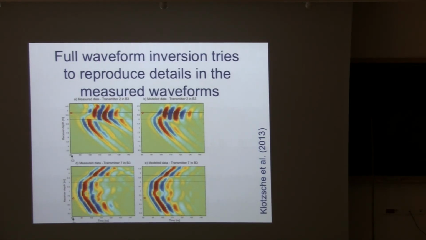Then you can do full waveform inversion. So you try to explain all the data that you're observing, not just this first arriving energy. Here is some data, this is the measured data, and the image that was obtained by Anja Klotzsche essentially produces this type of data. So you're not just fitting the first arriving energy here, but all of the things.